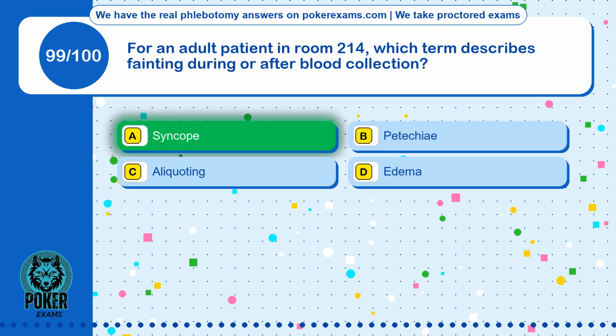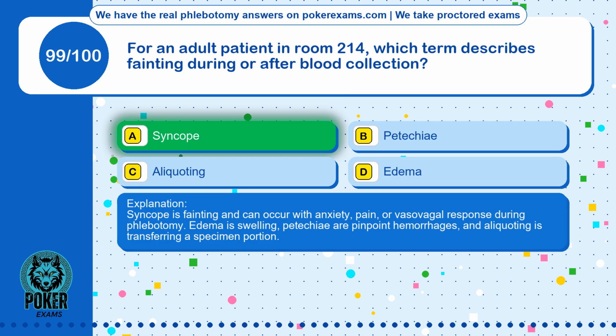Syncope. Syncope is fainting and can occur with anxiety, pain, or vasovagal response during phlebotomy. Edema is swelling, petechiae are pinpoint hemorrhages, and aliquoting is transferring a specimen portion.